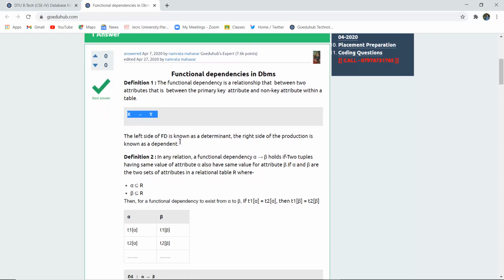The left side of a functional dependency is known as the determinant and the right side is known as the dependent. So this X side is known as the determinant and the Y side is known as the dependent side of that particular dependency.